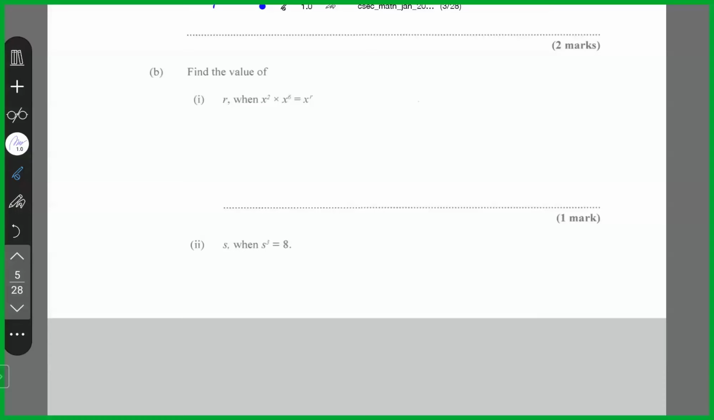First of all, the law of indices says a to the m times a to the n is equal to a to the m plus n. In other words, if you're multiplying and the base is the same, you must add the indices. So x squared times x to the 6 would be equal to x to the 2 plus 6, and this is equal to x to the r. Over the left now, we have x to the 8 is equal to x to the power r.